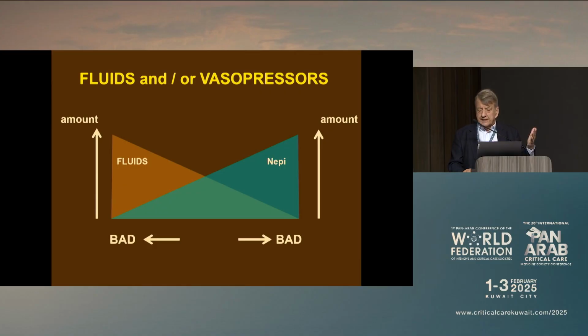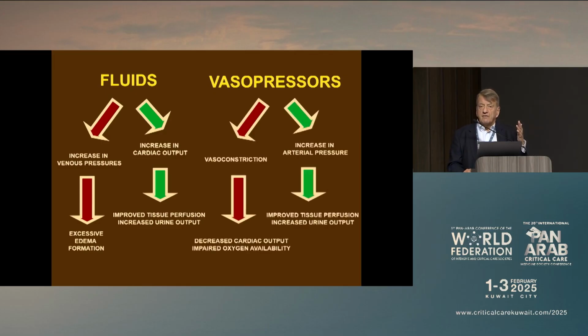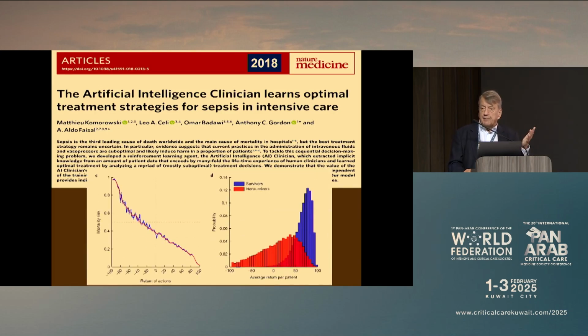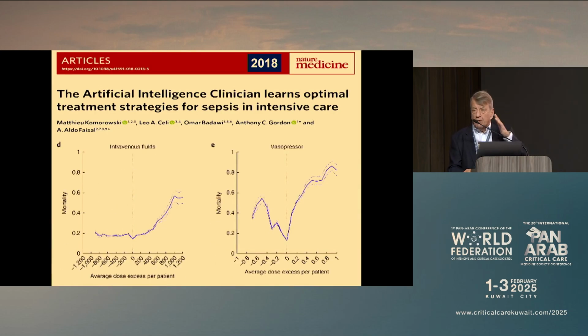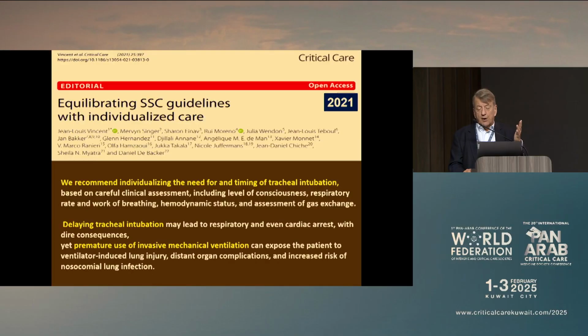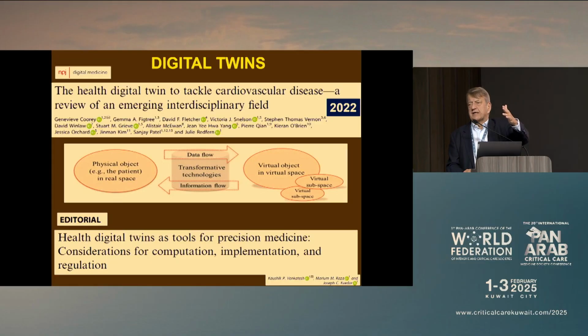And we know that fluids can have their problems of edema. We know vasopressors can have their problems of vasoconstriction. And we learned already in 2018 that the AI-based system could help us to choose between more fluid or more vasopressors. So the systems are virtually there. Airway management, we could also combine different variables, but I will skip that to say that digital twins could be used. The system could tell us, if you give more fluids, this is what will happen from our database.